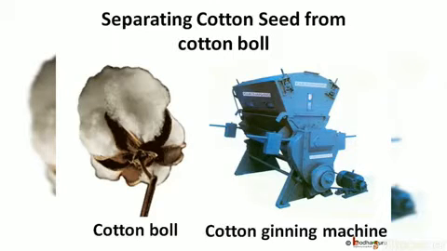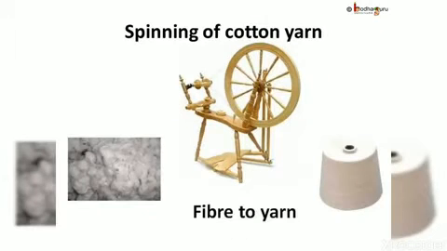A person takes a big comb with wire-like metal teeth and combs the cotton ball. The seeds get stuck in the comb and the fibers get separated. Nowadays machines are used for this purpose. So now we have a fiber. How will we get yarn from it?